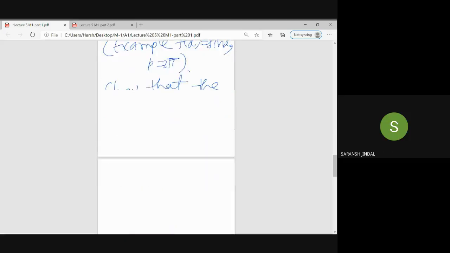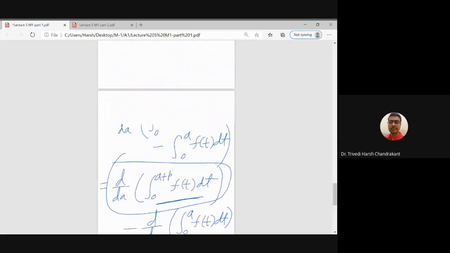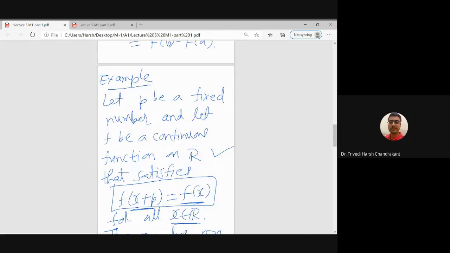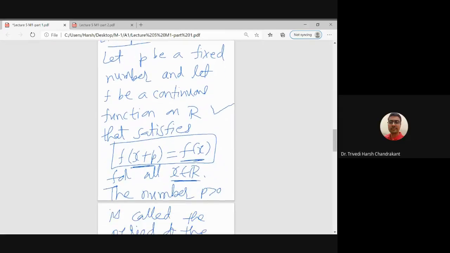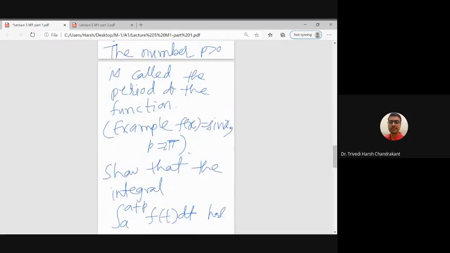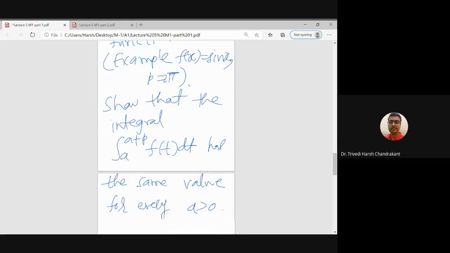Yes, that is given in the statement of the example. What is given is that f is a continuous periodic function, and what we want to show is that this integral is always a fixed number.